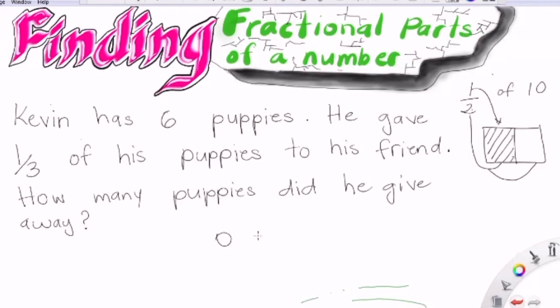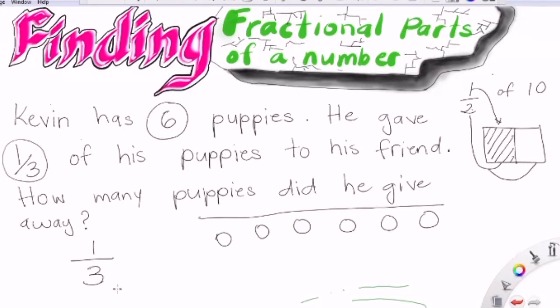What we will do first is to draw our 6 objects. These 6 circles here are representing Kevin's puppies. So we are saying that Kevin has 6 puppies and he gave away 1/3. Remember, as I told you before, the denominator will tell us how many groups we are supposed to have. In this case, we are to have 3 groups. So I'm going to divide my 6 objects into 3 equal groups. Yes, the groups must be equal.